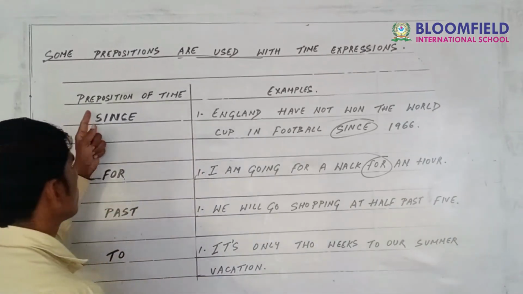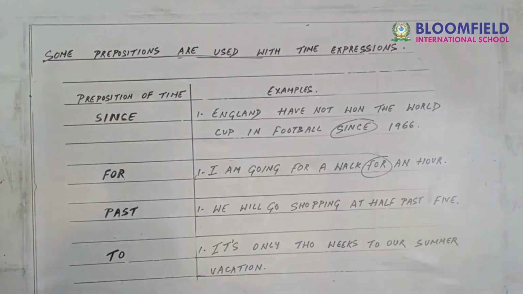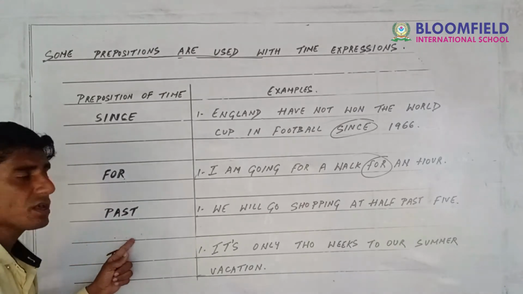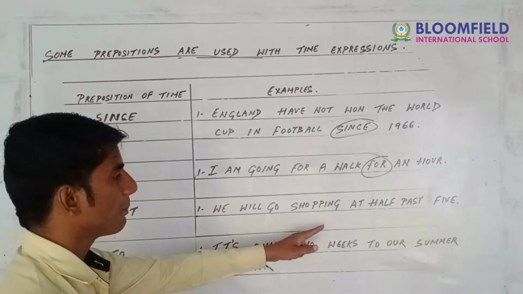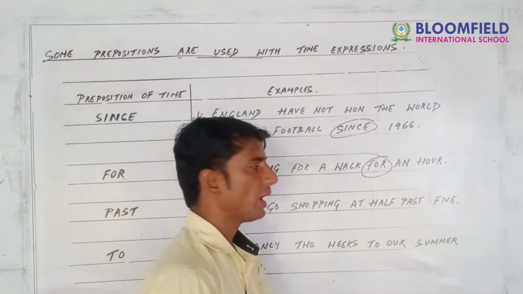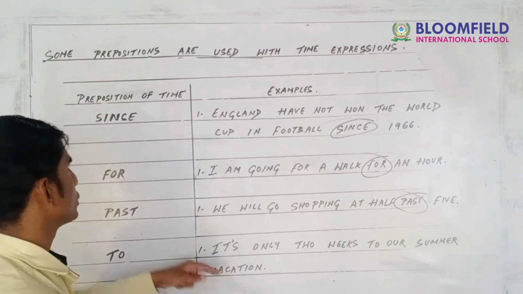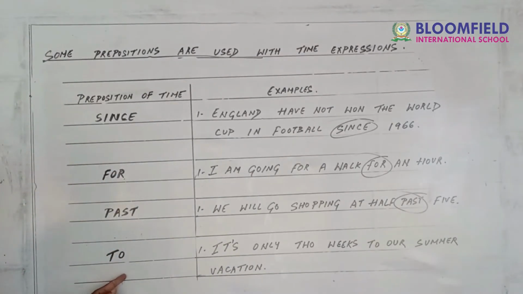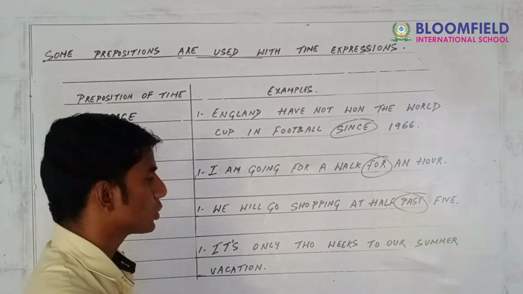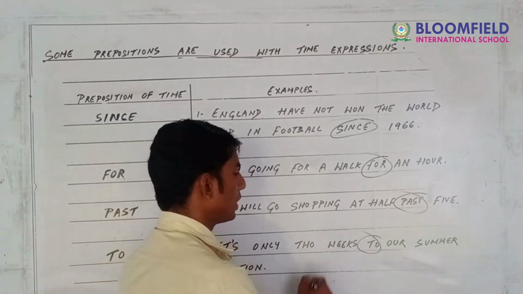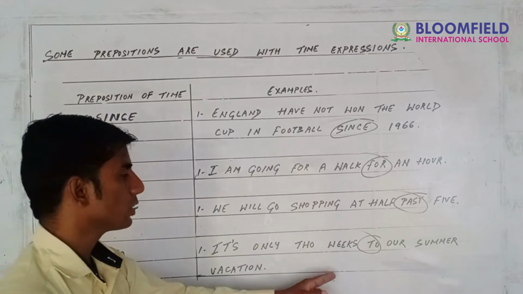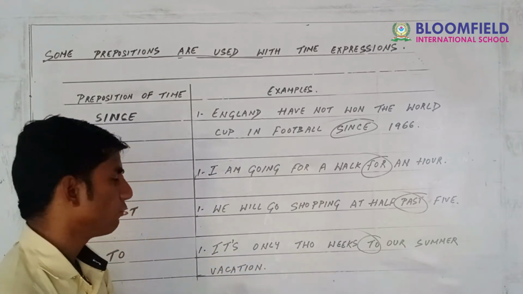Because we are talking about prepositions of time, always remember: next is past. We will go shopping at 5:30. So past is a preposition of time. Next is to. It's only 2 weeks to our summer vacation.